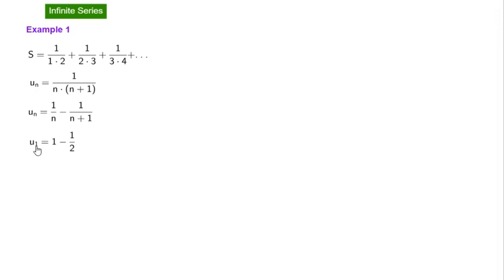What happens to U sub 1? U sub 1 is equal to 1 by 1 minus 1 by 1 plus 1. That is 1 minus 1 by 2. U sub 2 will be equal to 1 by 2 minus 1 by 2 plus 1. That is 1 by 2 minus 1 by 3. Similarly, U sub 3 is equal to 1 by 3 minus 1 by 4. And so on. And for the nth term, we would have U sub n is equal to 1 by n minus 1 by n plus 1.